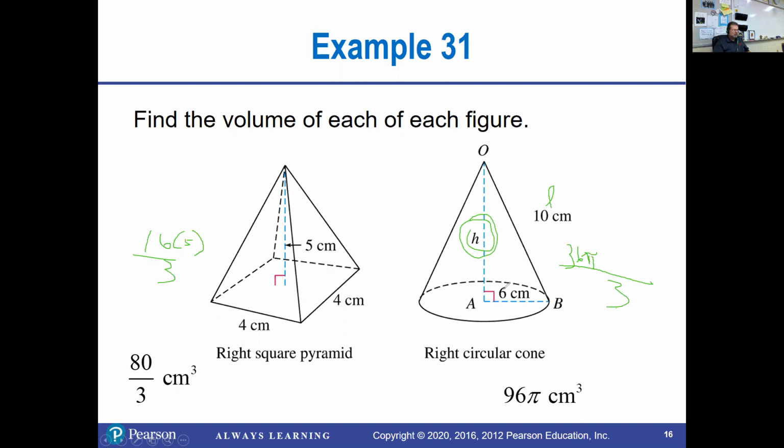So you would use the Pythagorean theorem. 6 squared plus h squared is equal to 10 squared. That's 100 minus 36 is 64. This is 8. So you put the 8 in here. That's where you get the 96 from. So you've got to be careful. They get a little tricky sometimes. They got me that time. I've got to stop rushing, right?